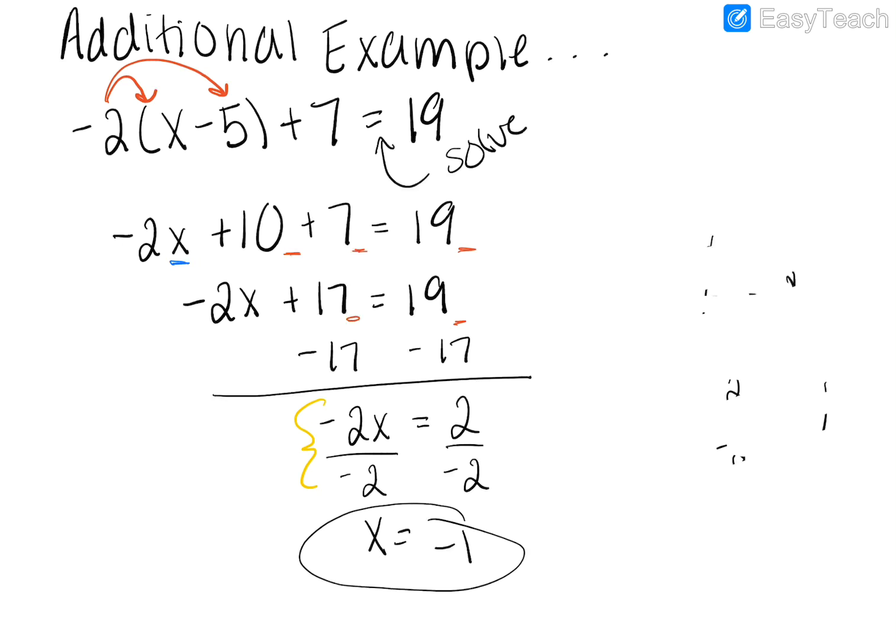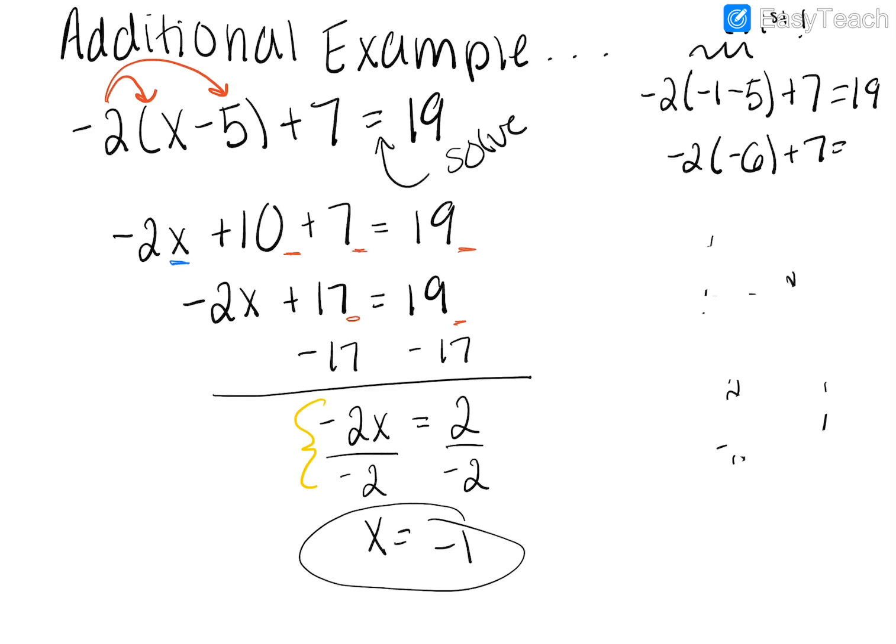So if I have negative 2 times negative 1 minus 5, plus 7 equals 19. So negative 1 minus 5 is negative 6. We want to do our parentheses first. Parentheses first, keep that in mind.